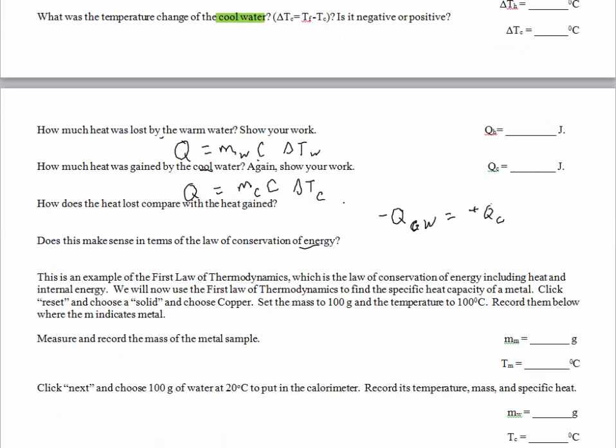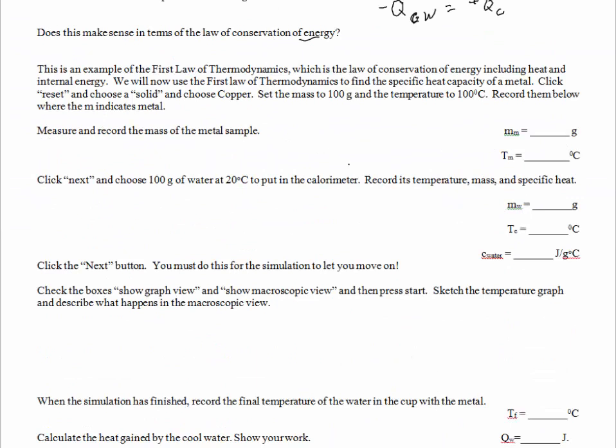Then we're going to come on down, and we're going to see if we can use this to figure out the specific heat of a metal. We're going to get some copper, heat it up, and then drop it into some water, and what we're going to see is that the heat lost by the copper has got to be equal to the heat gained by the water. So same thing, measure the masses and temperature of the metal.